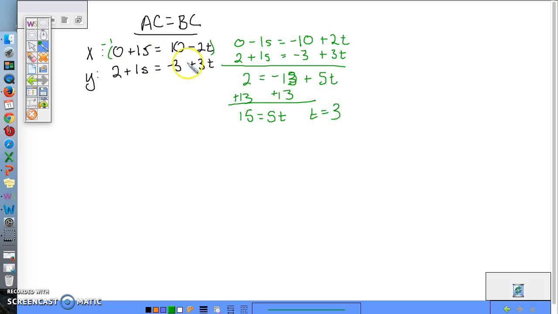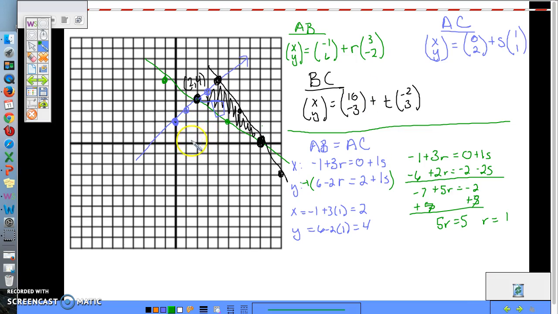If we plug that back in over here, we have our x value equals 10 minus 2 times 3, which is 4. And our y value equals negative 3 plus 3 times 3, which is 6. Let's double check that. 1, 2, 3, 4, then 1, 2, 3, 4, 5, 6. Yep. So there we have 4, 6. And this last line is AB.